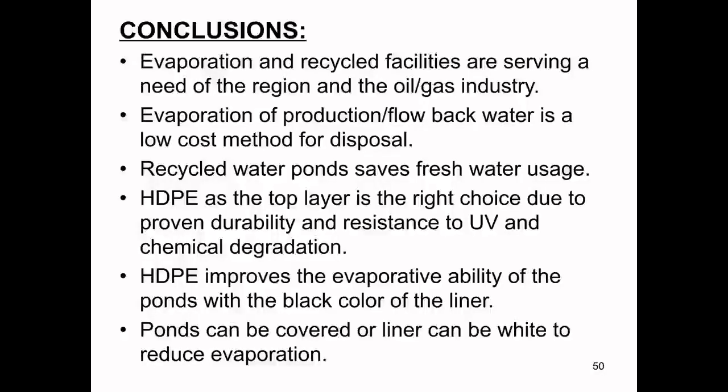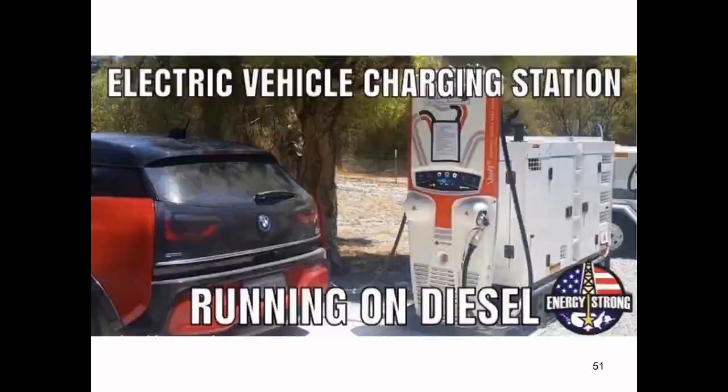Conclusions are that the HDPE is a very good product to use for lining the ponds. Very good high durability and UV resistance, and you can also have it as black or white to help with either evaporation or reduce evaporation and reduce the wrinkling.